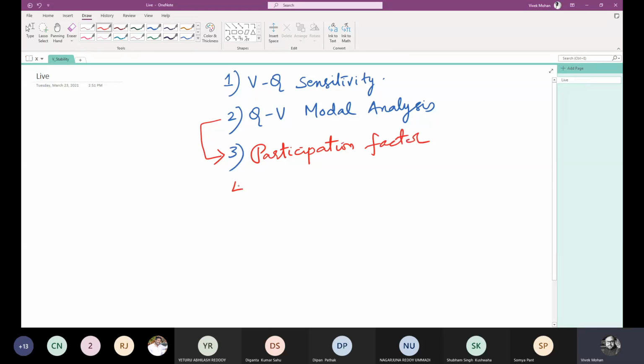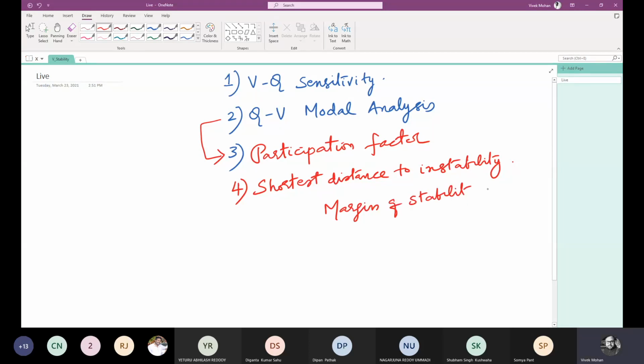Now the fourth aspect of voltage stability is the shortest distance to instability. How can you term the shortest distance to instability otherwise? Margin of stability, right? Or stability margin. What is stability margin? Anybody? What's the reference for stability margin?